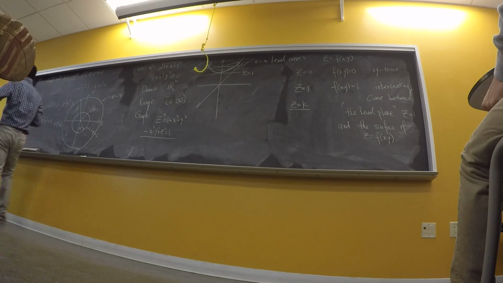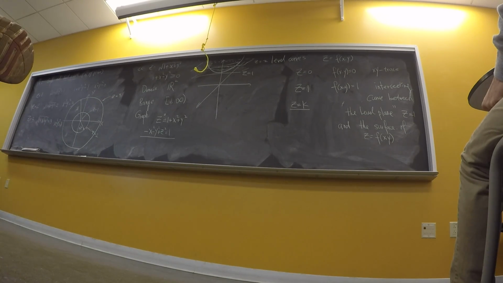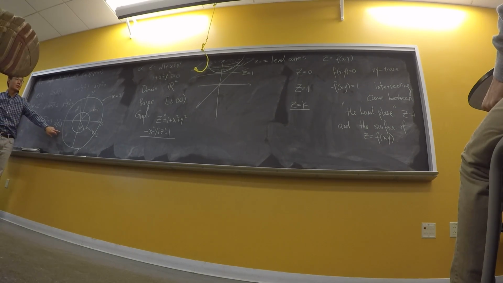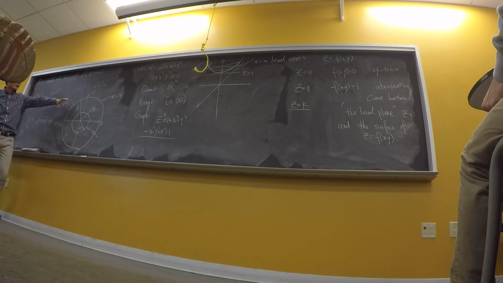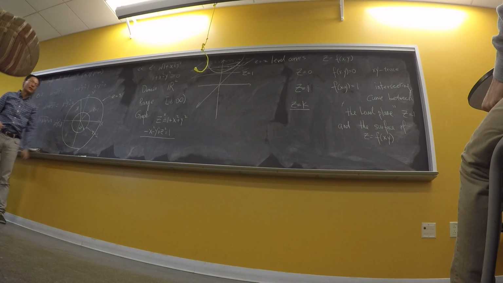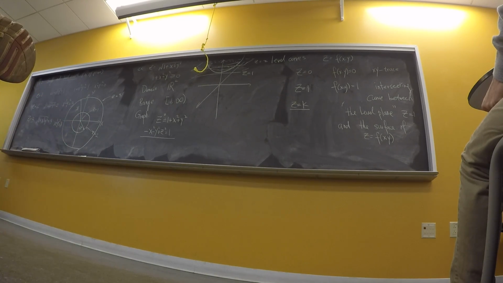This is the level curve when z is equal to 3. So when you make the level higher and higher, the intersection of the level plane with the surface will get larger and larger. Okay? But you can always project onto the xy plane and see what they are. That's the first point. The second point I want to make is to ask you this equation.